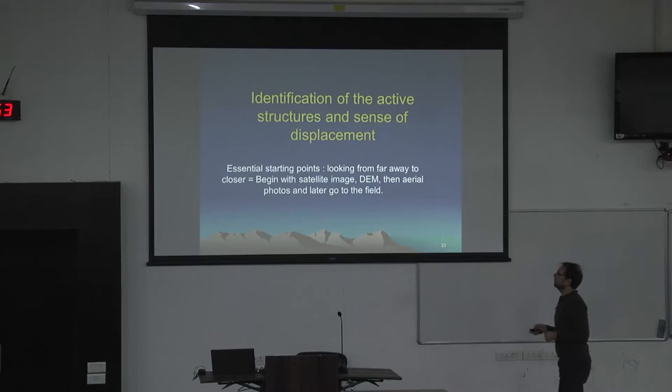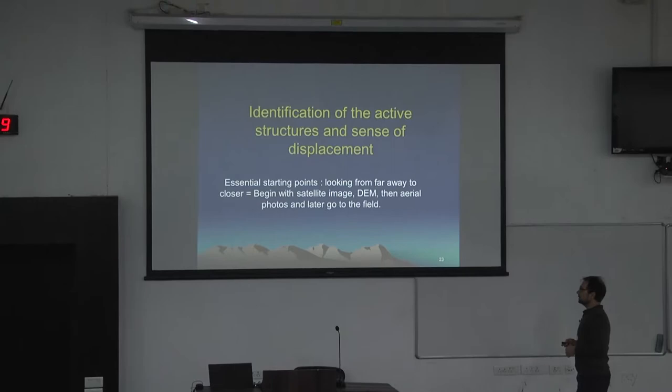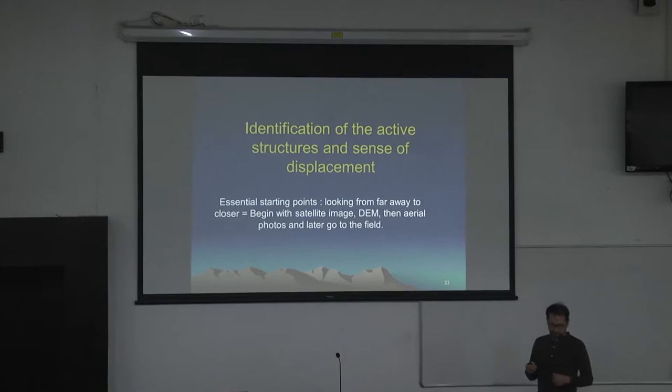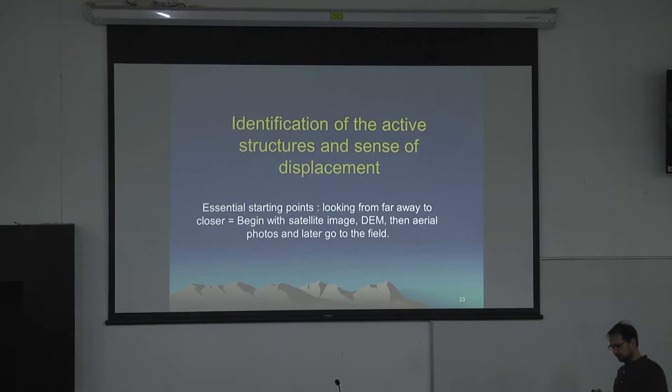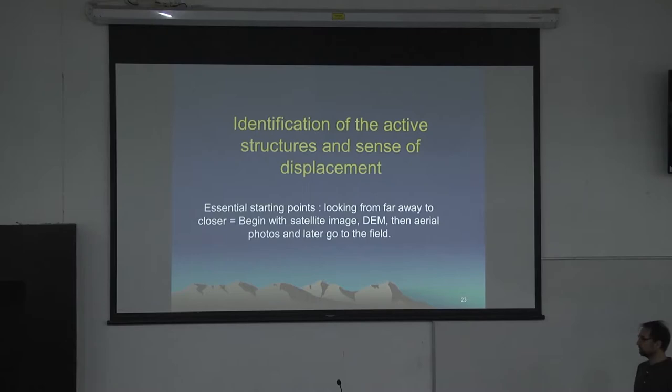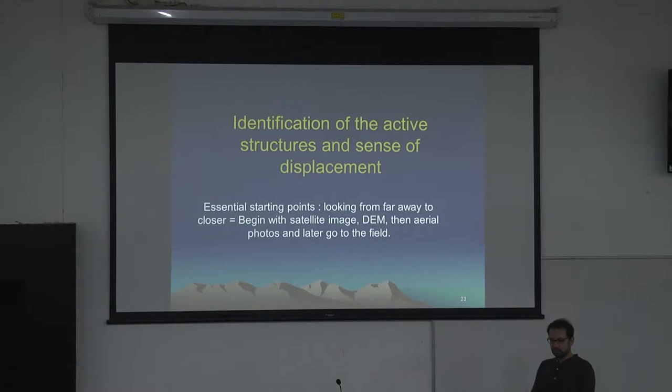So step one, identification of the active structure. The initial point is basically to look from far away to try to document things. And looking from far away means using satellite images or aerial photos. And usually it's much easier to recognize active structures from far away than when you just go on the field and you look at the hills in front of you.